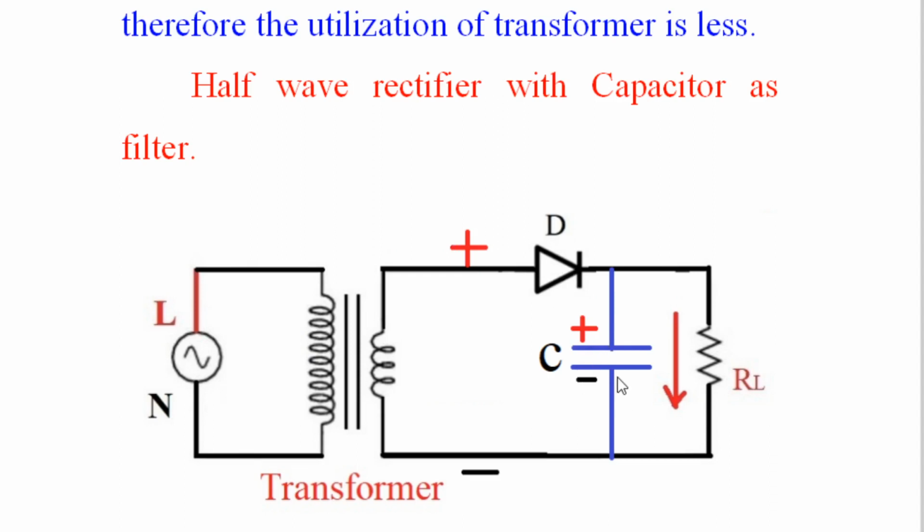And the capacitor which is already charged will discharge through the RL, and therefore during negative half cycle, the current will continue to flow through the RL because of discharge of the capacitor. Because the capacitor has already charged during positive half cycle, the height of the ripple is reduced, because in this case the current flowing through the load resistor RL is not zero as compared to the earlier case where there was no capacitor. So current is flowing, therefore the height of the ripple will be reduced.